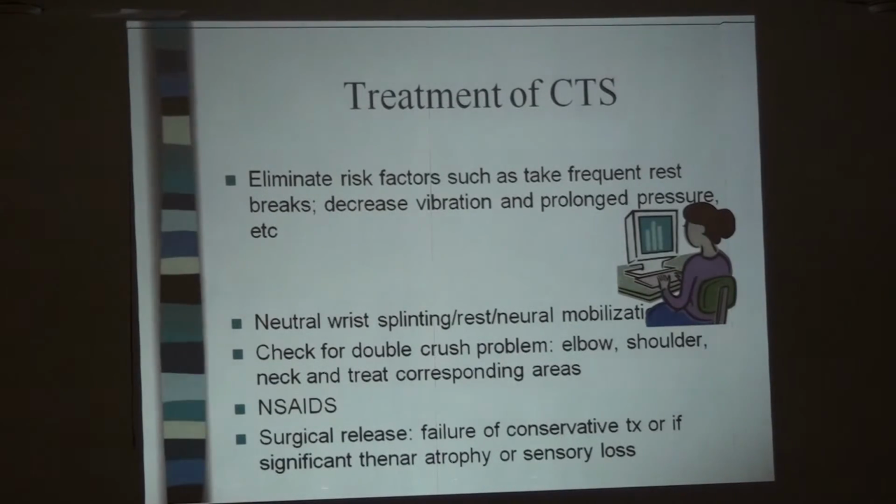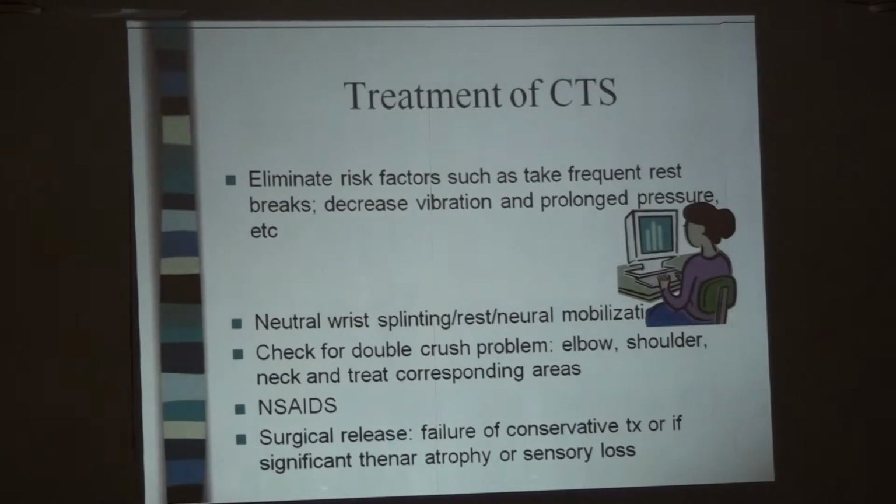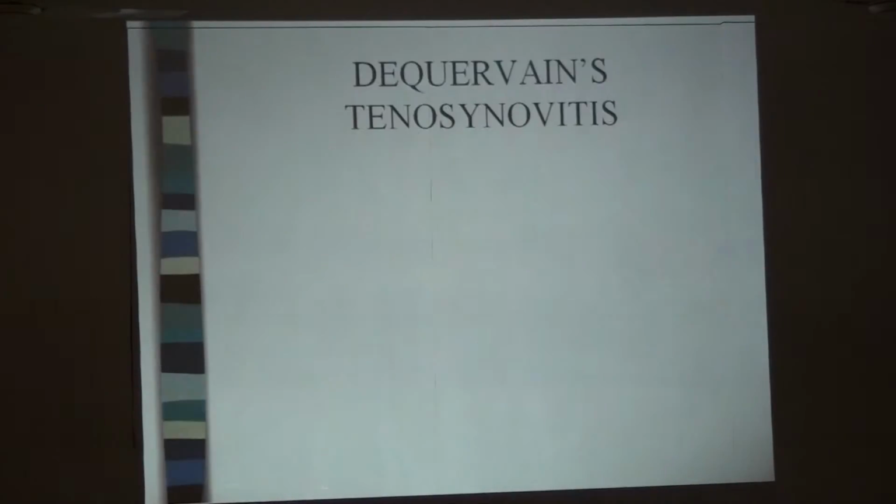And eliminate risk factors. Actually, sir, I am not including the whole thing, because it is a very short presentation, so I am covering only particular points. Eliminate risk factors such as taking frequent rest, decreasing vibration and prolonged pressure over the wrist joint, neutral wrist splinting, neural mobilization, and check for double crush syndrome. This is very important before going for release of the carpal tunnel. Analgesics, then surgical release with failure of conservative treatment.